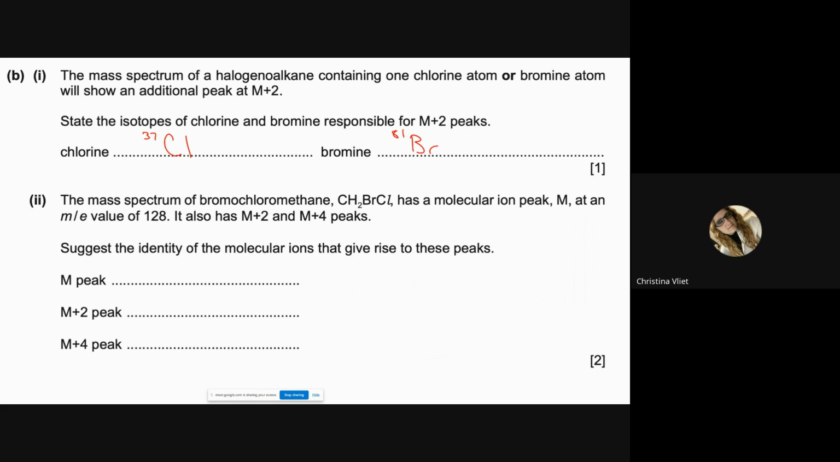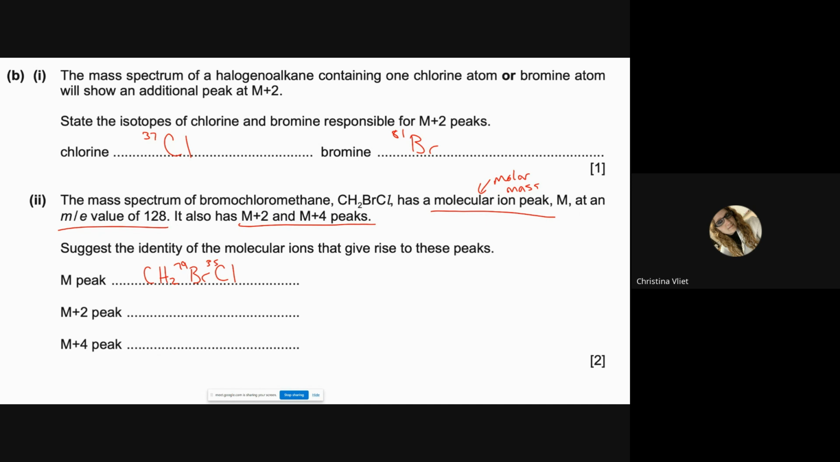CH2BrCl has a molecular ion peak, meaning the molar mass is at 128. It also has N+2 peaks and N+4 peaks. They ask you to suggest the identity of potential molecular ions that would give rise to the N+2 peak and to the N+4 peak. So the molecular ion peak would be CH2, Br 79, and chlorine 35. The lower numbers.